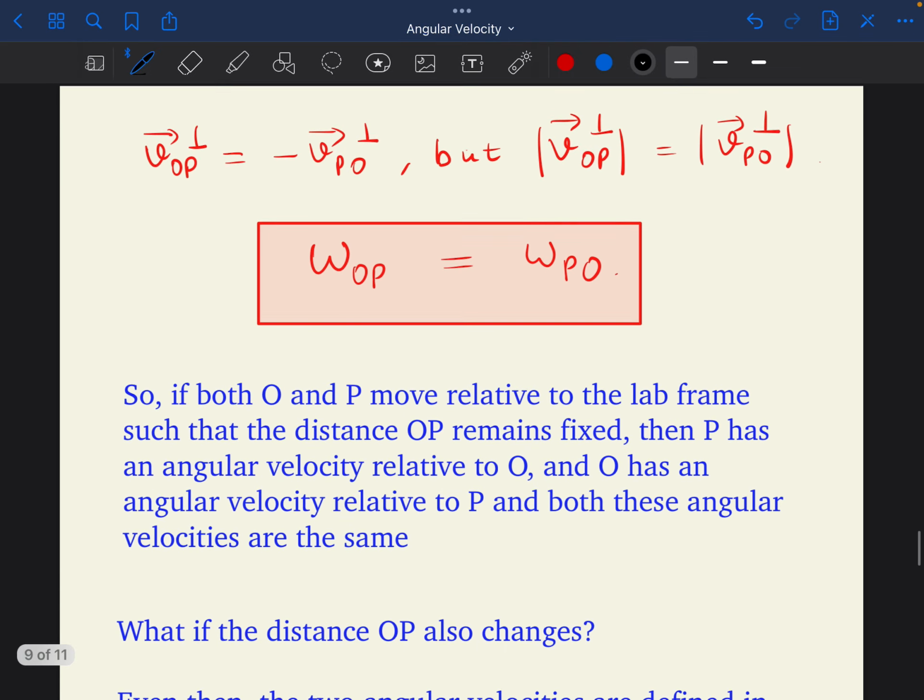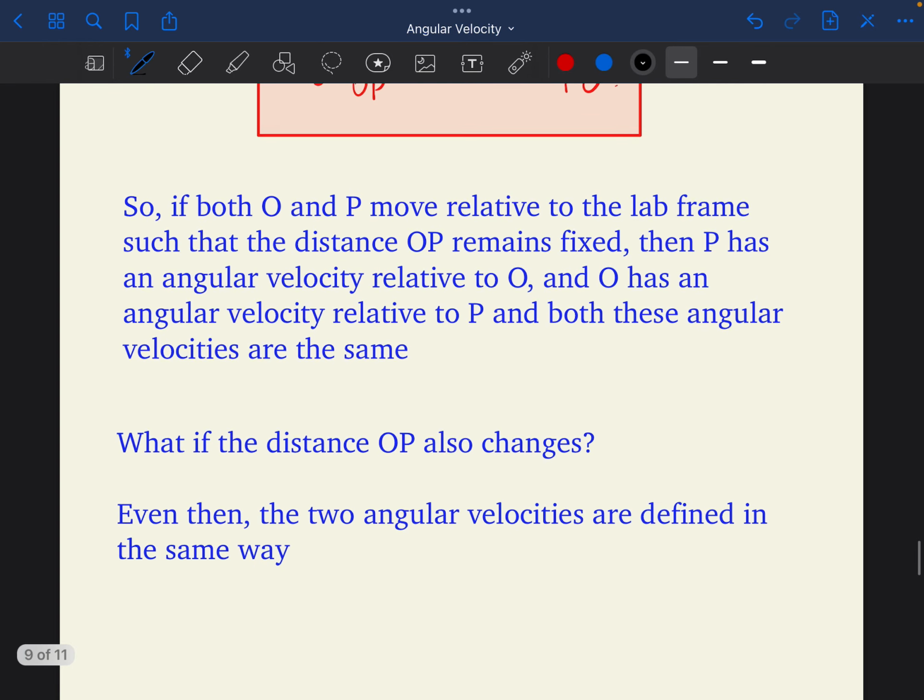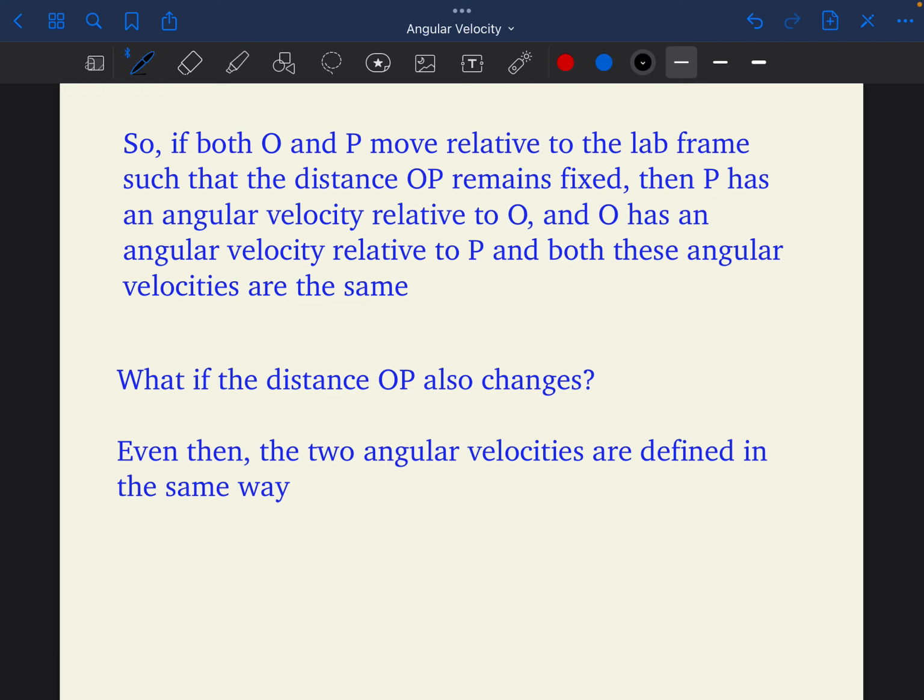So I'm just summarizing this: if both O and P move relative to the lab frame such that the distance between them remains fixed, then P can be said to have an angular velocity about O. O can be said to have an angular velocity about P. And the way in which it is exactly defined is, I will underline it, angular velocity relative to O. So angular velocity relative to O encapsulates both points, that it is in the frame of O and it is about O. And we can invert the situation and we can say that O has the same angular velocity about P, and in the frame of P, and we join the two facts and say relative to P.